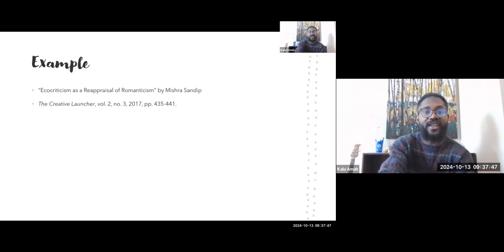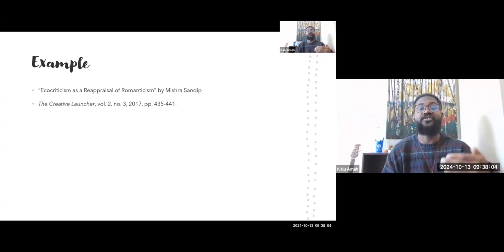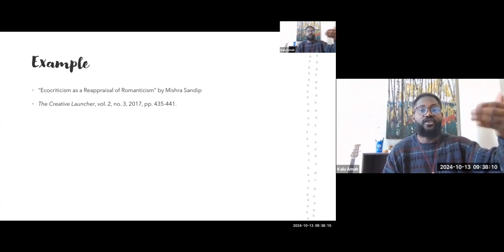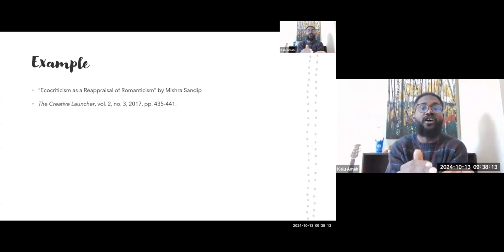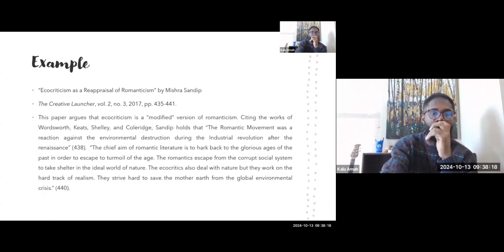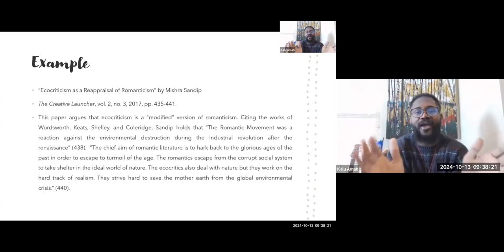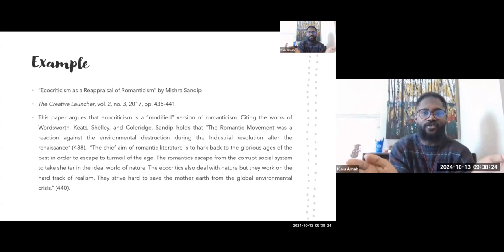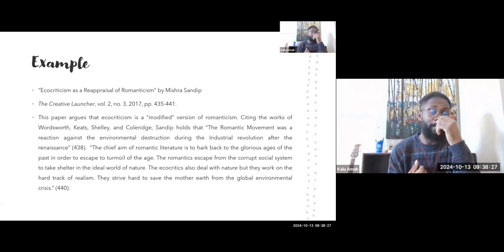But I went as far as bringing out the name of the journal and the volume, and as well the issue, that's issue 3, and it was published in 2017. And in the journal, this work, Eco-Criticism as a Reappraisal of Romanticism, is found from the 435th page to page 441 of the journal. So I also had to write out the page numbers that the article takes in the journal. Then this is me trying to summarize, not entirely the article, but what would be useful for me in my research.